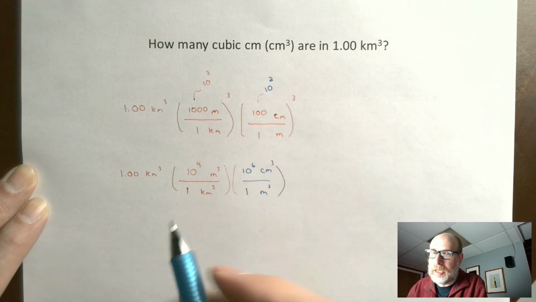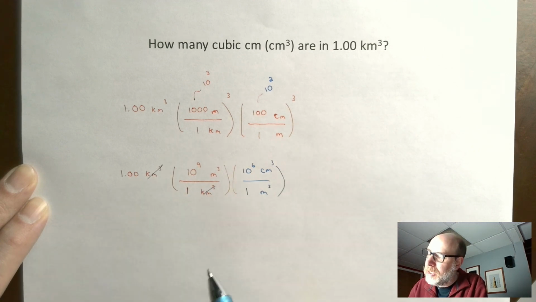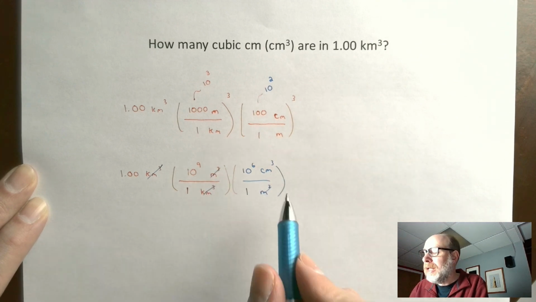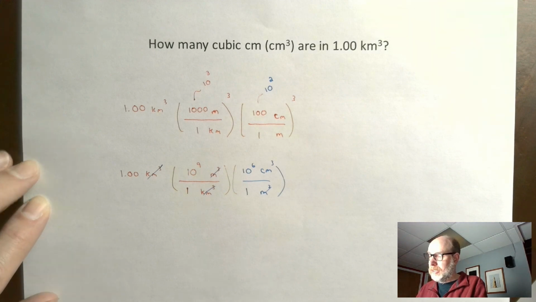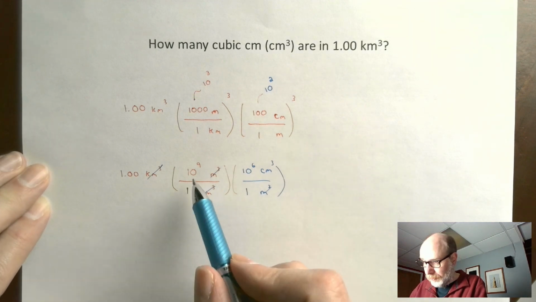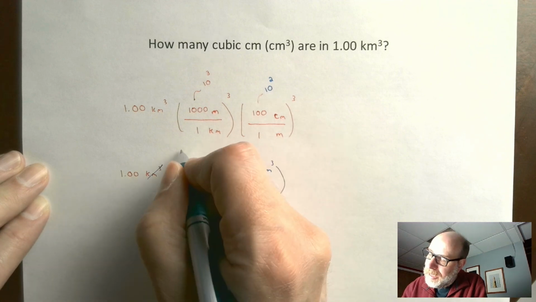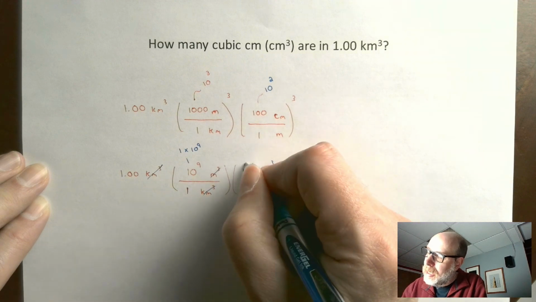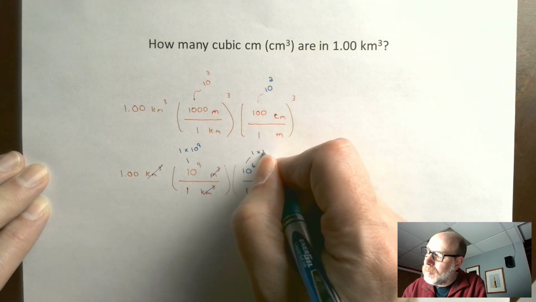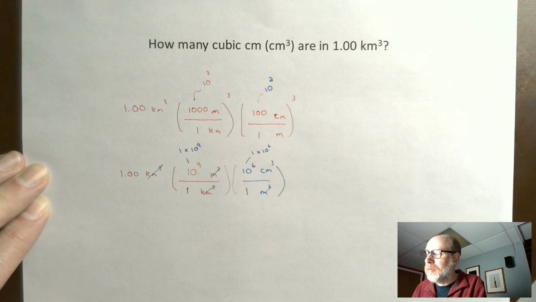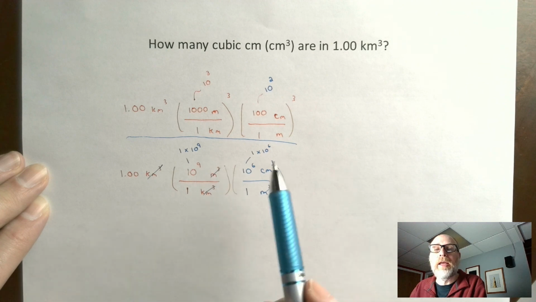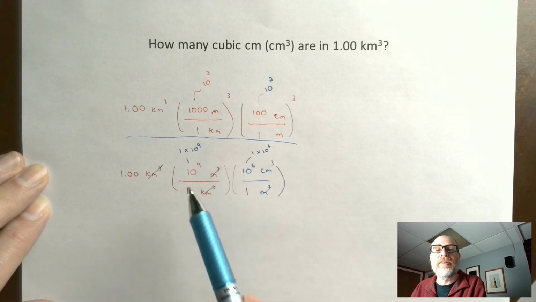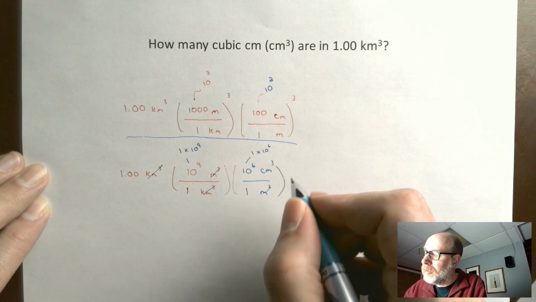Now notice things start to cancel out. So kilometers cancel. Meters cubed cancel. I'm left with centimeter cubed. Now I can punch this all into my calculator. Now, be careful. 10 to the 9th is the same as saying 1 times 10 to the 9th. 10 to the 6th is the same as saying 1 times 10 to the 6th. That's not 10 times 10 to the ninth, and that's not 10 times 10 to the sixth. It's 1 times 10 to the ninth, or 1 times 10 to the sixth.